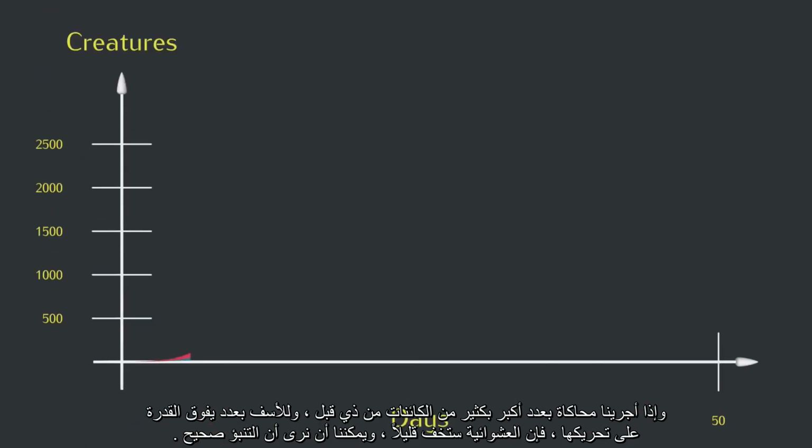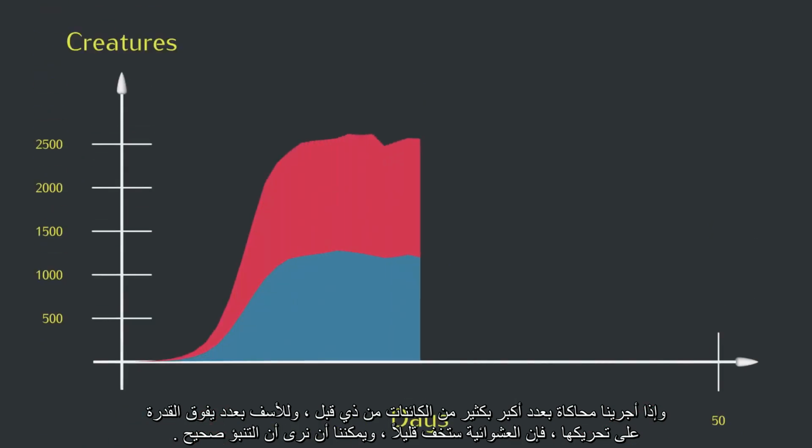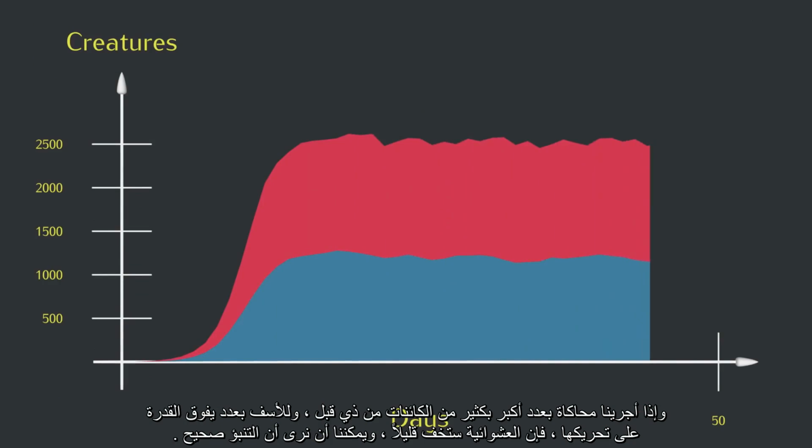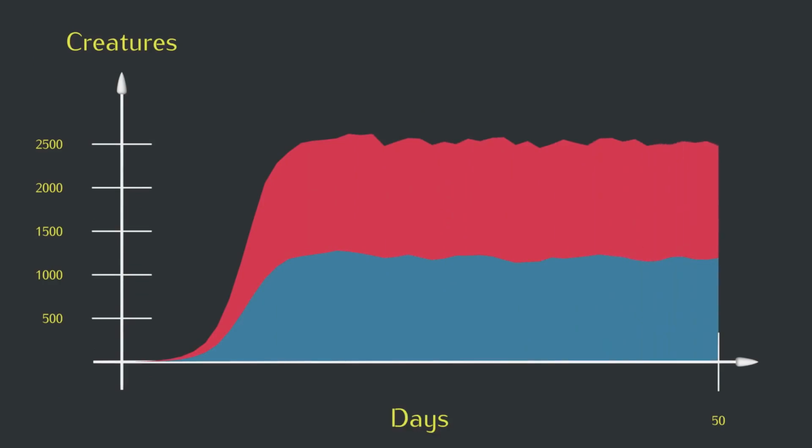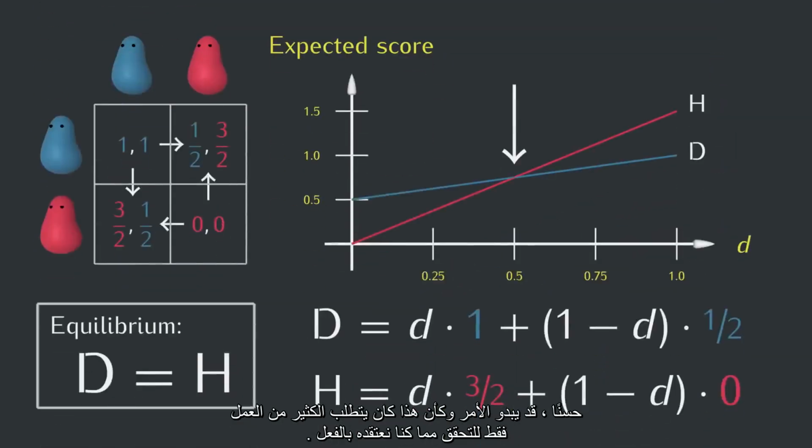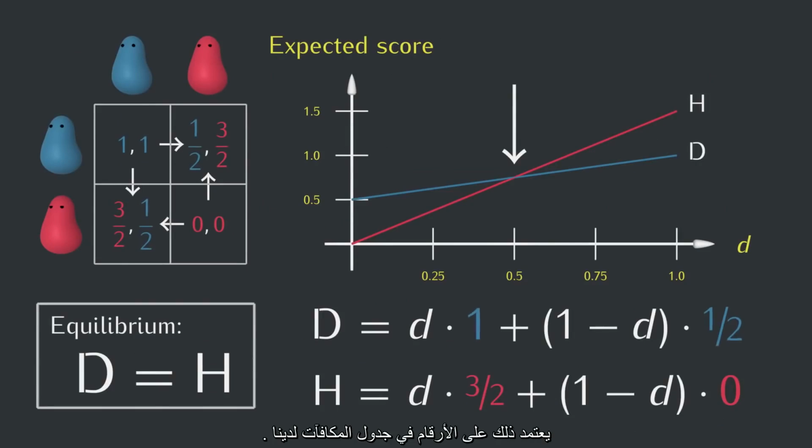And if we run a simulation with way more creatures than before, unfortunately too many to animate, the randomness smooths out a bit and we can see that the prediction is true. Okay, so it might feel like that was kind of a lot of work just to verify what we already thought, but the fraction of doves isn't always going to be 1/2. It depends on the numbers in our payoff grid.